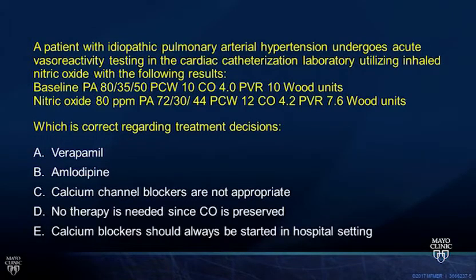And I'm sure Sudhir is going to go over these calculations with you because you should know how to calculate pulmonary resistance. Which is correct regarding treatment decisions based upon these catheterization findings? Verapamil, amlodipine, you would not use calcium channel blockers. No therapy is needed. Calcium channel blockers should always be started in the hospital setting. So put in your best answer here.